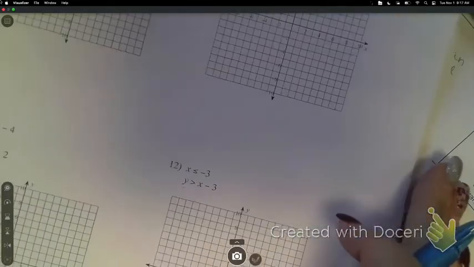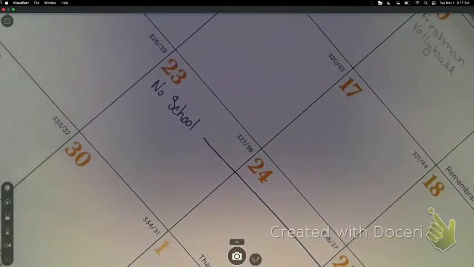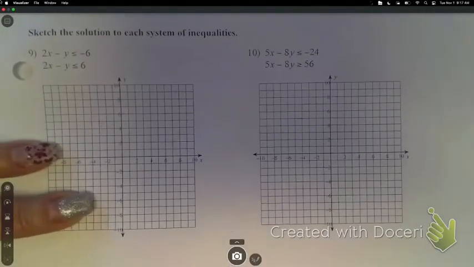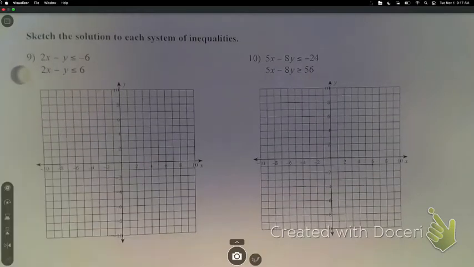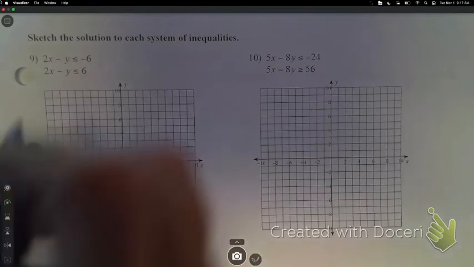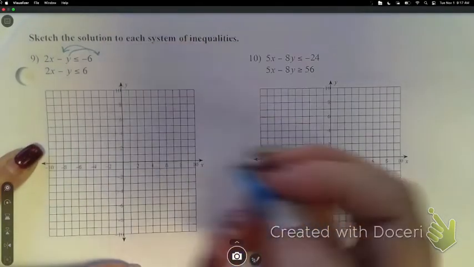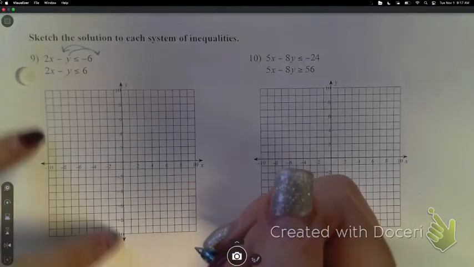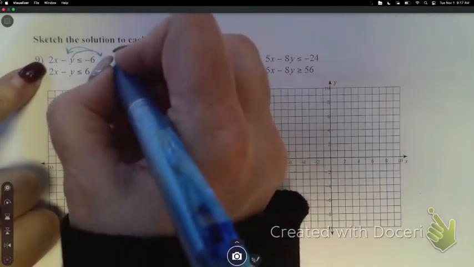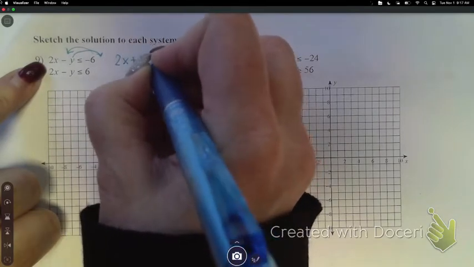Okay, let's go to number 9. We can do 2 of these. Okay, number 9. So what do I need to do? Subtract the 2. Or how about just add the y and add the 6? Yep. Okay, so you get 2x plus 6 is less than or equal to y.